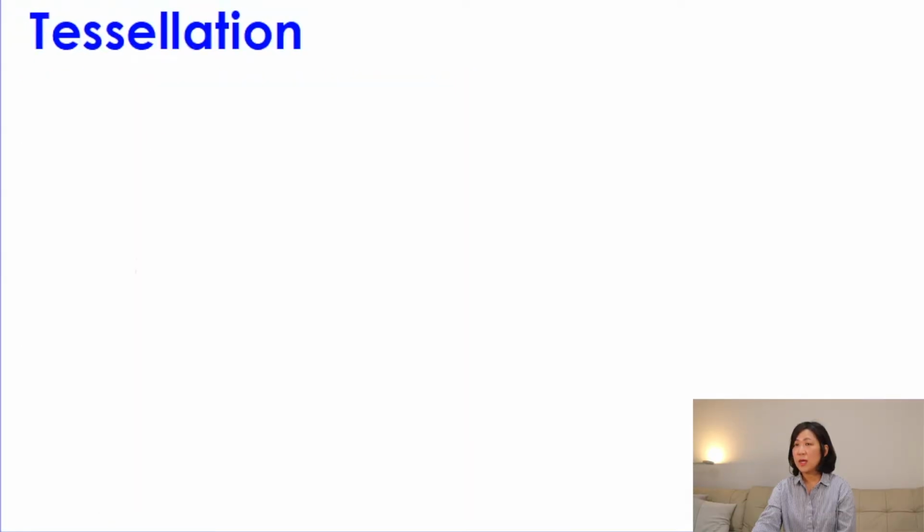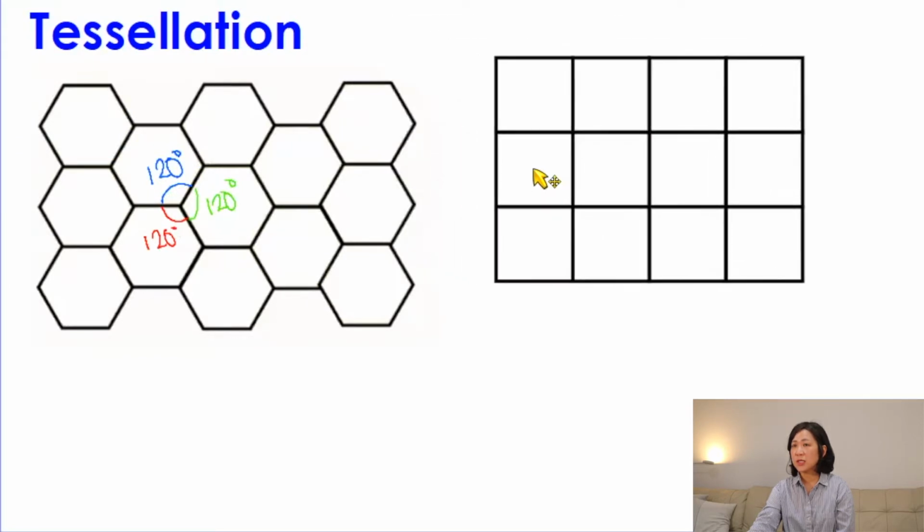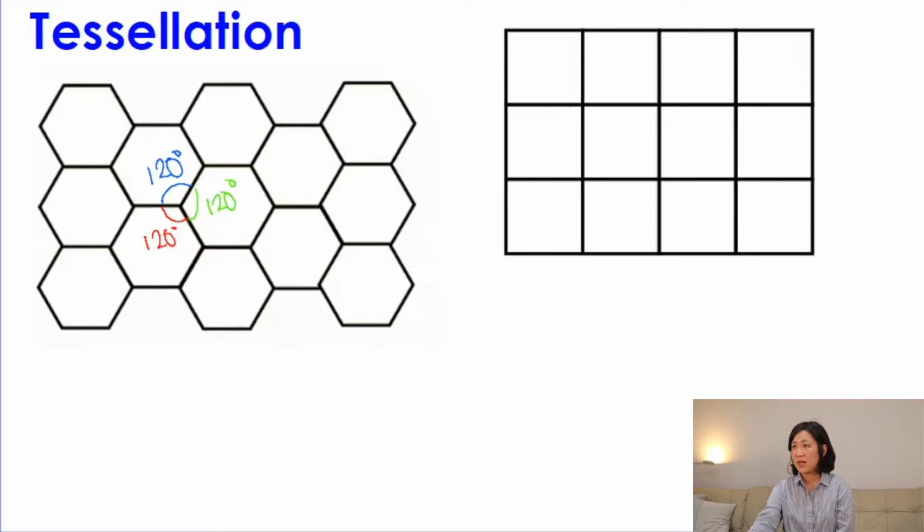First of all, here is a tessellation. You can see all of these shapes are regular hexagons, and they fit exactly together, right? Let's have a look at the interior angle. The hexagon has an interior angle of 120. The other hexagon is 120. Then the last one is 120. What you can notice is that 3 lots of 120 is 360, the full turn. That's why it can form a tessellation.